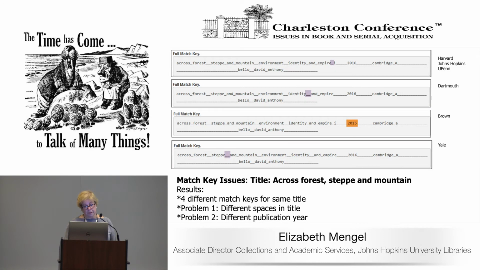So here is, our data analyst called this match key issues. I actually think it's really our data issues. So you can see on this title, it's represented differently in four different representations of it. Some with interesting spaces. Brown has a completely different year for the same title. So you can see when you start looking at some of this stuff, what you're going to start finding when you bring your records from different institutions together.